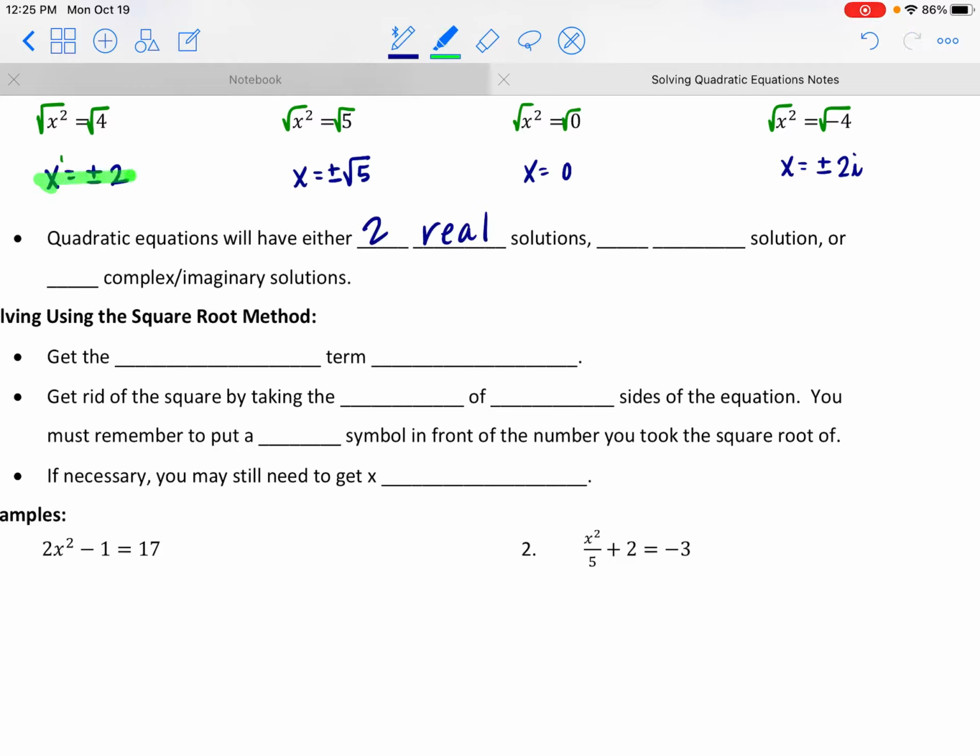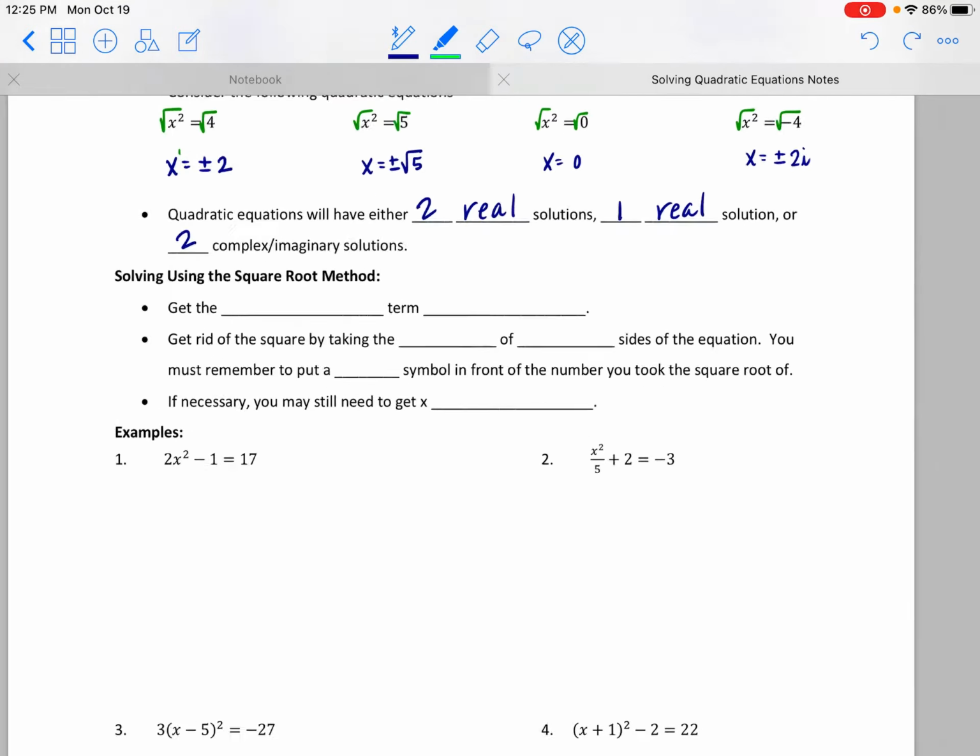Okay, 2 real solutions happened here, 2 real solutions happened here. Some were just rational, the other 2 were irrational. We could also have 1 real solution, and that happened here, 1 real solution that happened to be rational. And then it's also possible that we get 2 either complex or imaginary solutions, and that's what we saw happen on this last one, the 2 imaginary solutions.